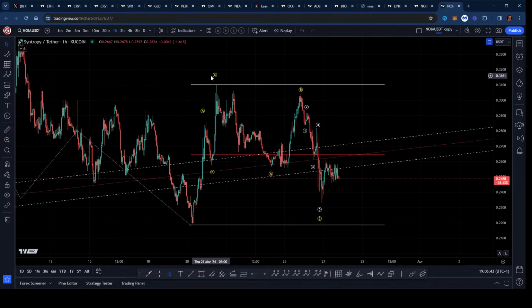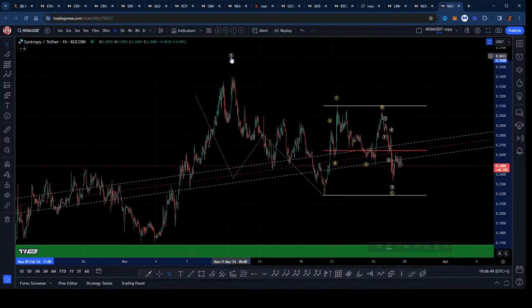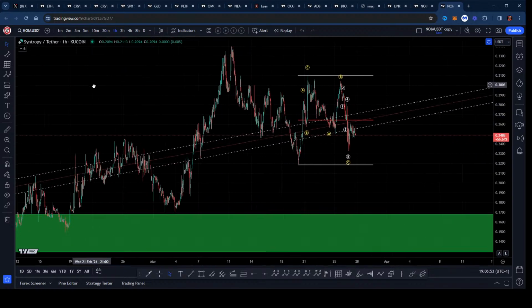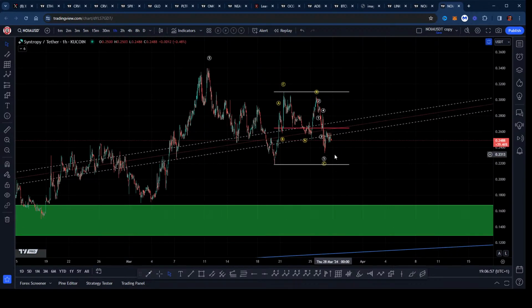Okay, what have I got now? W, X, A, B. Context, right? So let's put it in context. If one possibility is that I'm done up here, and I'm just in this range, okay, if I'm done, what would I want here?